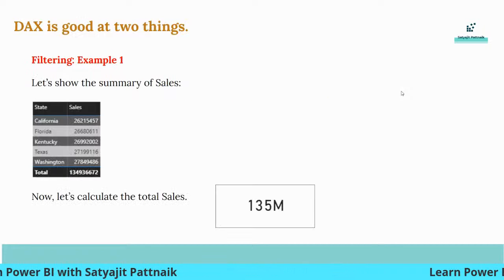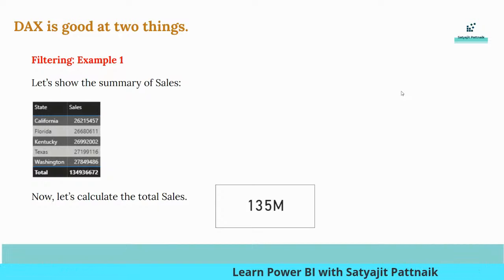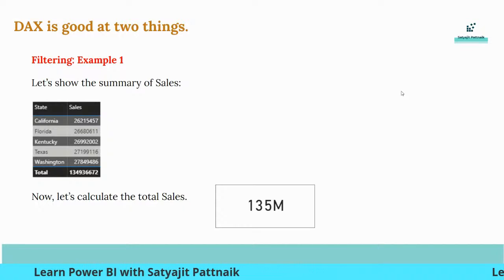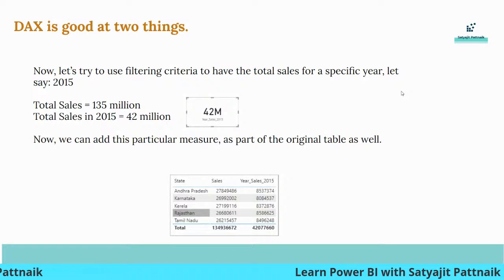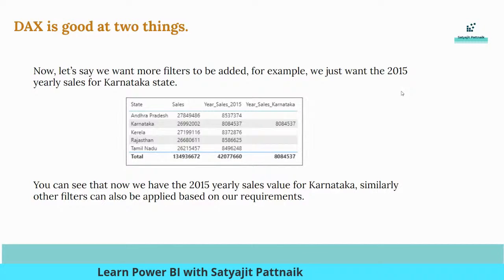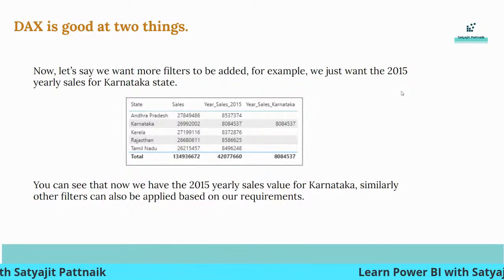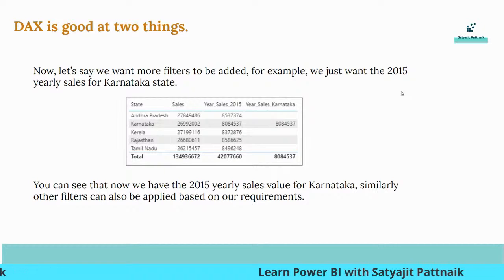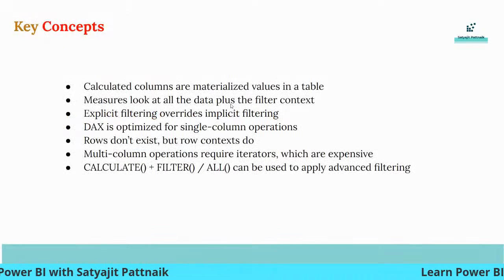Okay, these are some of the slides which I missed, but I'm sure I have already covered them. Filtering examples I already showed you. We have seen how to create the total sales. We have also seen how to create the total sales in 2015. And if you want, you can do it for Karnataka. If you want to create multiple filters, that's also possible. Very easy to do. So that's basically all about today's session.